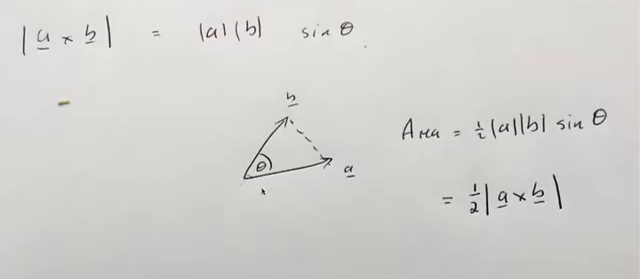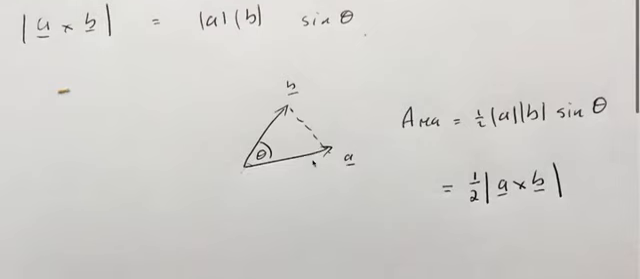The formula for the area of this non-right angled triangle would be half AB sine of the angle between them. So we knew this from GCSE, and we can see that this formula here is just double the GCSE formula. So one way of interpreting the magnitude of the cross product is that half the magnitude of the cross product is equal to the area between the two vectors that make up the sides of the triangle.